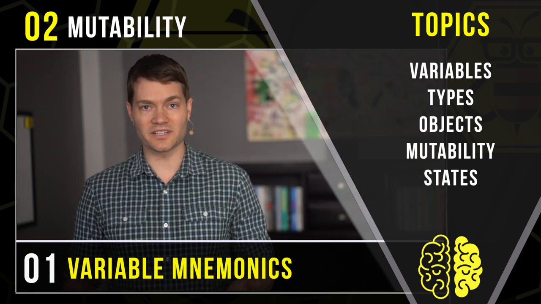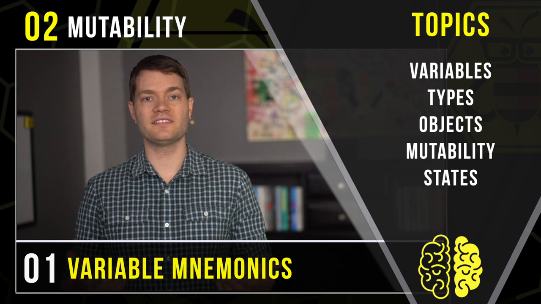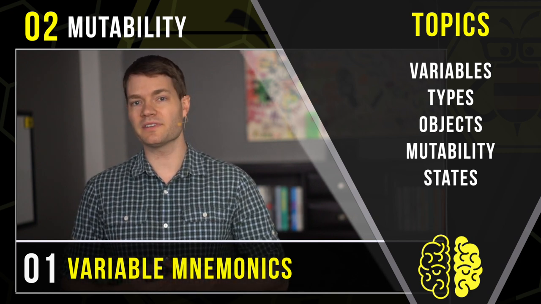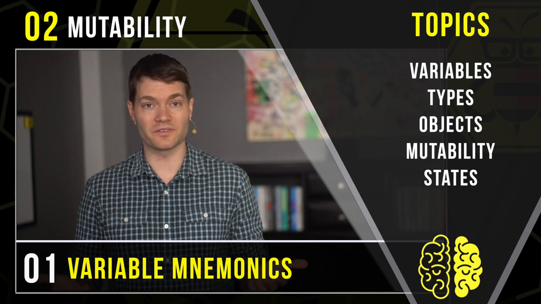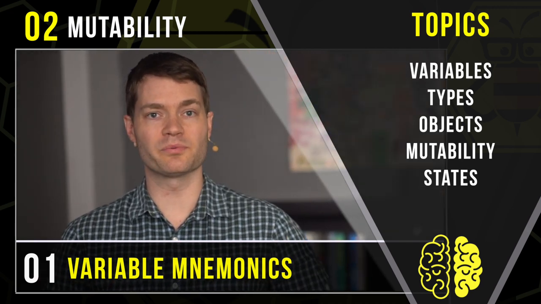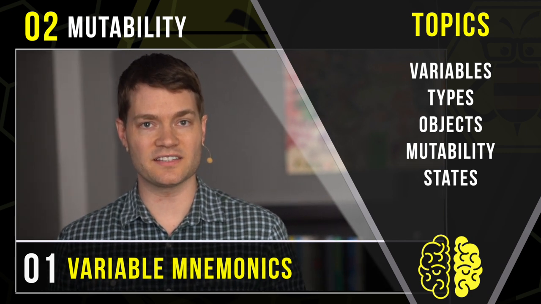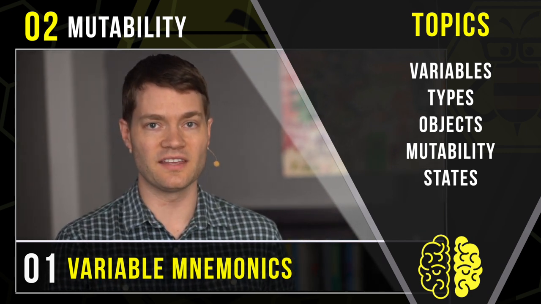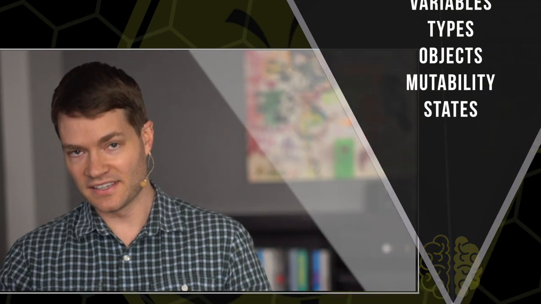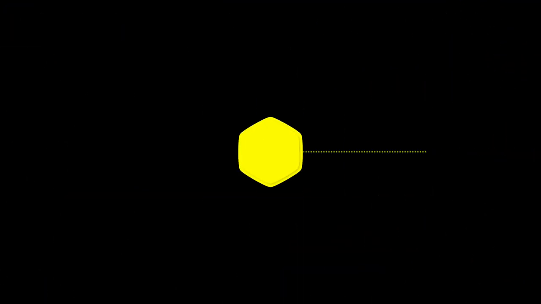Then we'll talk about objects. What is an object? How do we identify objects if they look the same on the outside? And what does it mean if something's statically typed, and what does that have to do with objects? And then we're going to talk about mutability, what it is and why it's important for programmers, and finally end on states. What is a variable state? How can we look at a variable to find out what state it's currently in? So get ready, this will be a fun one.